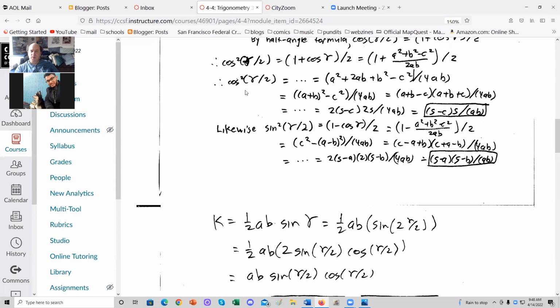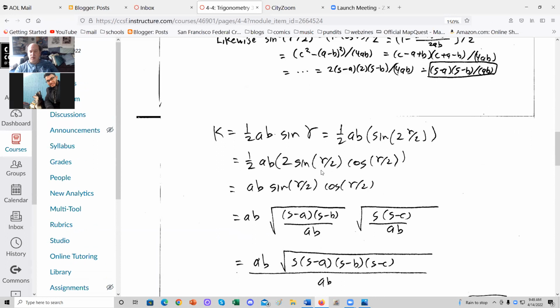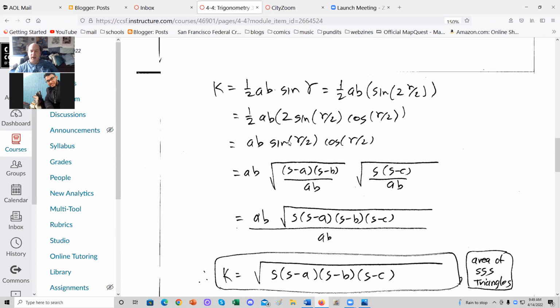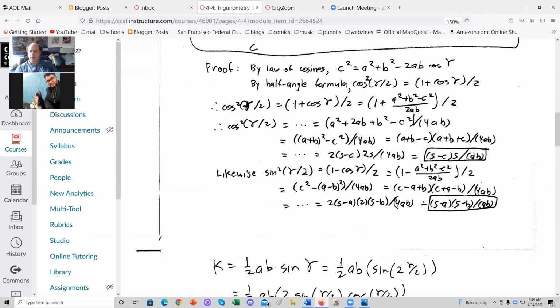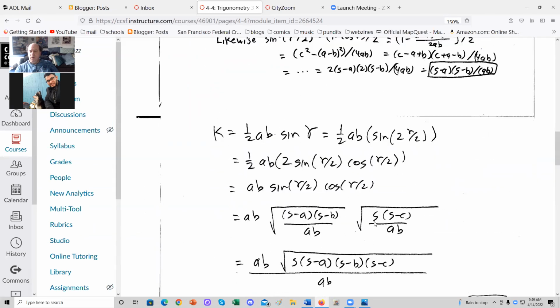But look, lo and behold, we have them right here. It's cos squared and sine squared of gamma over 2. Okay, so a little bit of work. K equals AB sine gamma over 2 cosine gamma over 2. And sine gamma over 2 is, from here, the root of S minus A times S minus B over AB. And cos gamma over 2 is the root of S minus C times S over AB.